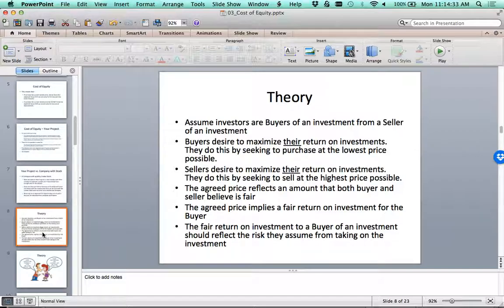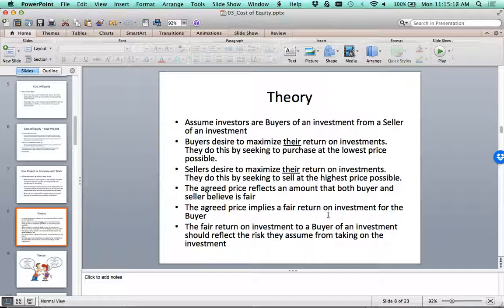The seller, on the other hand, desires to maximize their return on investment, and so they seek to do this by selling the investment at the highest price possible. Therefore, the agreed upon price reflects an amount that both the buyer and the seller believe is fair. It may not be their best price that they hope to get, but it's an acceptable price, otherwise there wouldn't be a transaction. And that agreed price must imply some fair return, some return that's maybe a little lower than what the buyer would like to get, but in the acceptable range, a little higher than what the seller would like to give up, but in the acceptable range, and so they found an overlap.